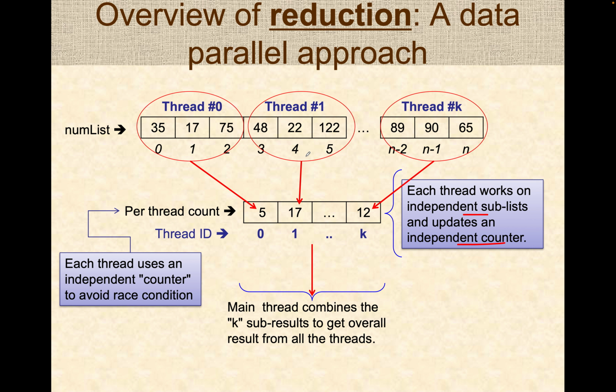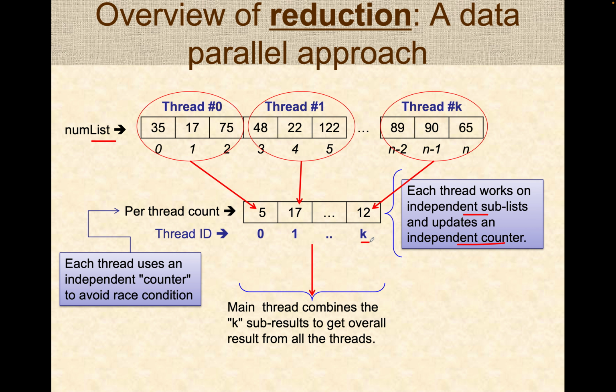And then finally, once all of the threads are joined, the main thread takes this small list of values and computes the overall result from all of the threads. This operation, where you're taking a large number of values, possibly millions of them, and reducing it down to a few values. So think about this, you might have a million numbers, but only maybe 100 threads. So you're reducing substantially, making the problem substantially smaller. And this idea is called reduction. This is a very commonly used data parallel approach for solving problems.